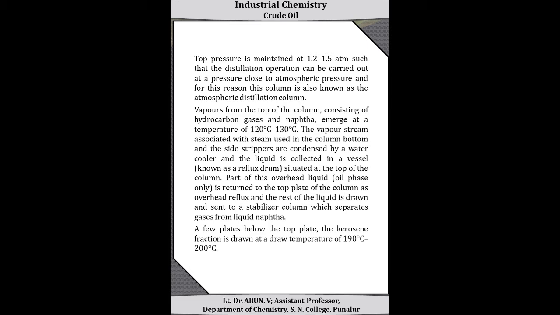The vapor stream, associated with the steam used in the column bottom and the side strippers, is condensed by a water cooler, and the liquid is then collected in a vessel situated at the top of the column. Part of this overhead liquid, that is the oil phase only, is returned to the top plate of the column as the overhead reflux, and the rest of the liquid is drawn and sent to the stabilizer column, which separates gases from the liquid naphtha.